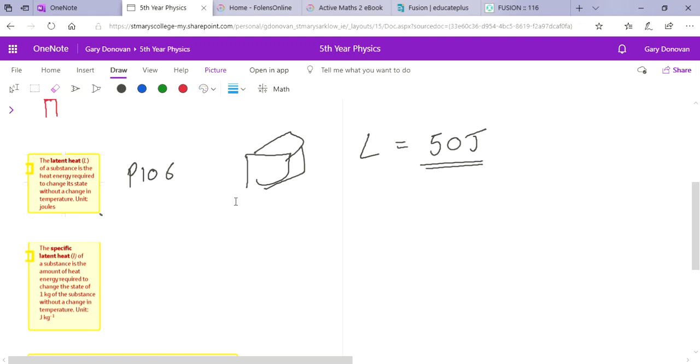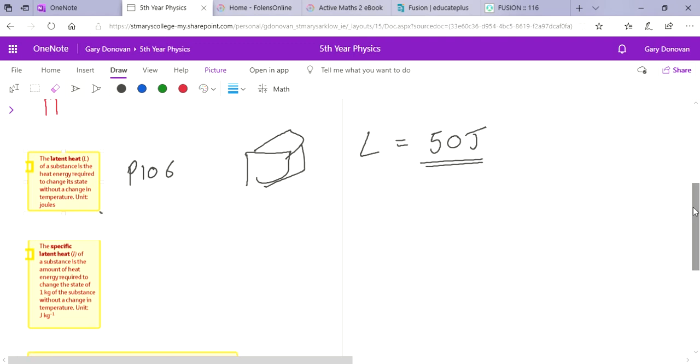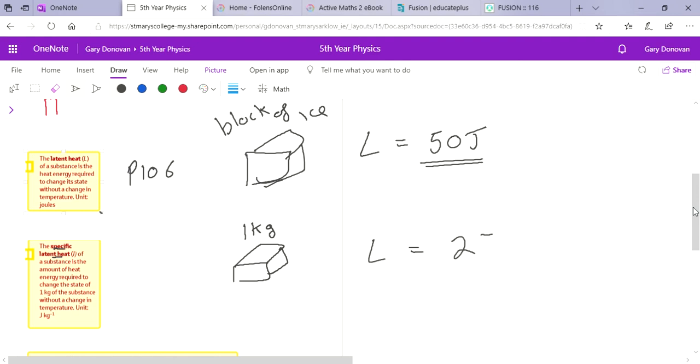Now just like with heat capacity, we have to standardize it a bit. How we standardize it is we use specific latent heat instead of latent heat. The specific latent heat is the amount of heat required to change 1 kg of the substance. That's a much better way of giving the information. So rather than just a block of ice, we have 1 kg of ice. And we know that the specific latent heat might be, I don't know, 25 joules.